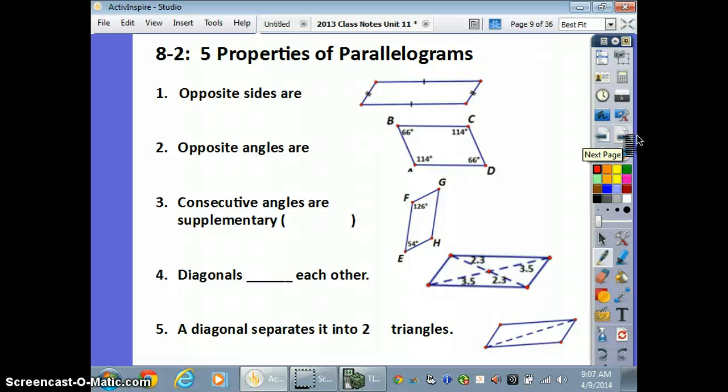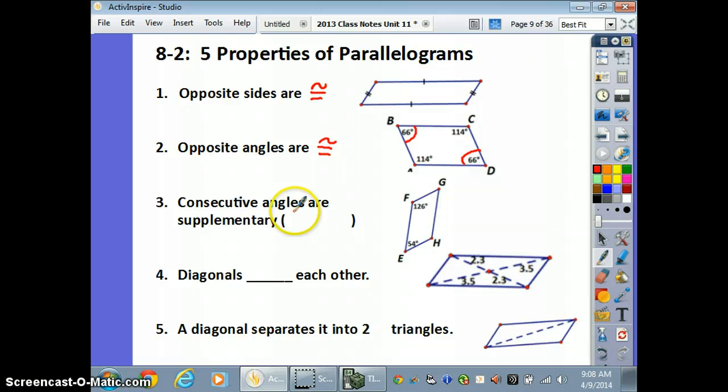Opposite sides are, and I'm looking for the word congruent in a parallelogram. Like if this side is 10, so is this side. If this side is 4, so is this side. Opposite angles are also congruent. Notice they're both 66 in the opposite, and here's 114 and 114. The opposite angles are congruent in parallelograms.